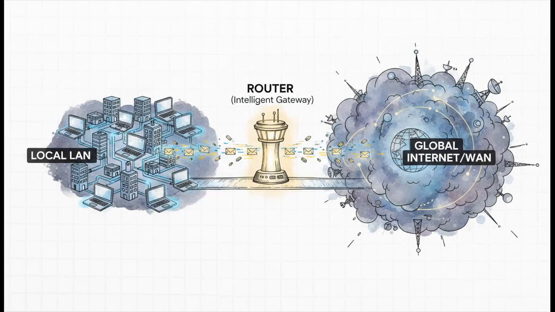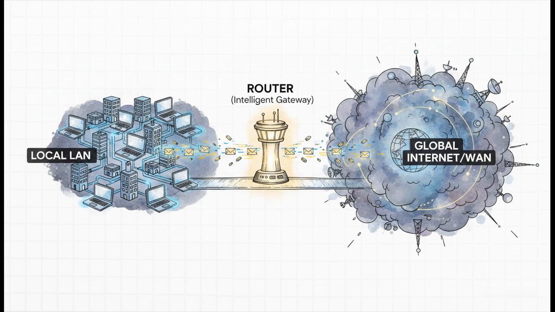But switches only connect devices locally. What happens if your office in New York needs to talk to that cloud data center over in Mumbai? Well, that is where the router comes in. Routers are the crucial bridge. They act as these intelligent gateways that connect entirely different networks together.